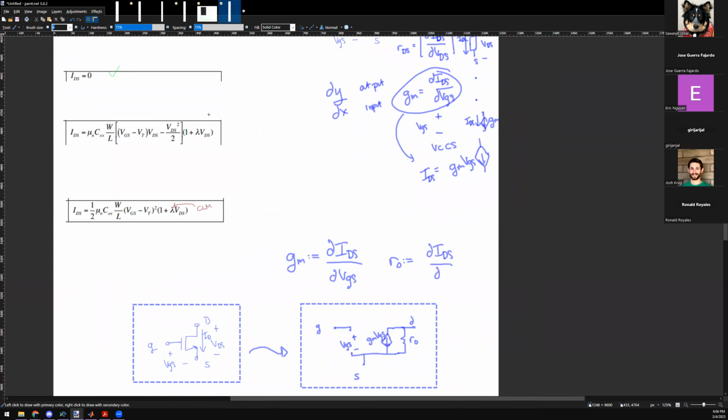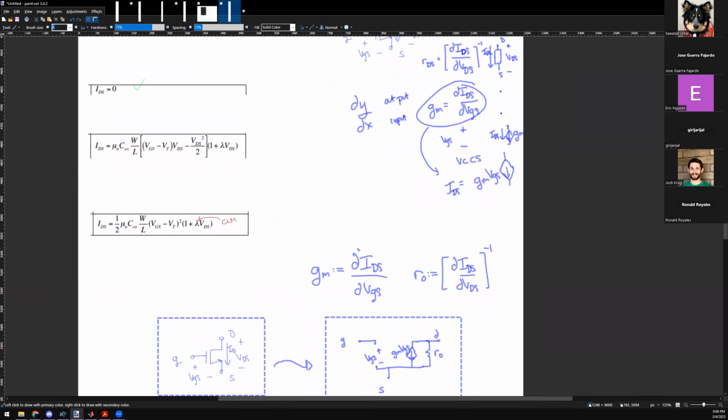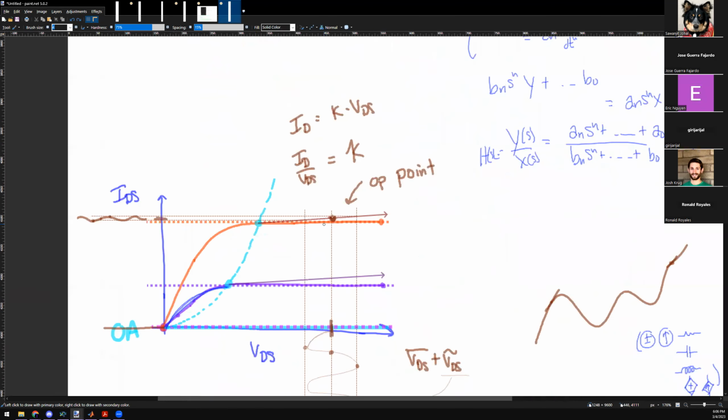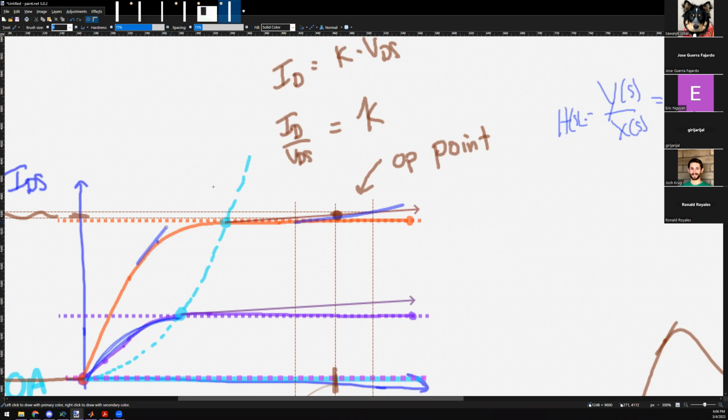If you do the differentiation that way, you have to invert it. So do dIDS over dVDS and then invert the final result. That's easier. So to generate two components, I need to take two derivatives, right? And these derivatives are literally finding the slopes at different points.